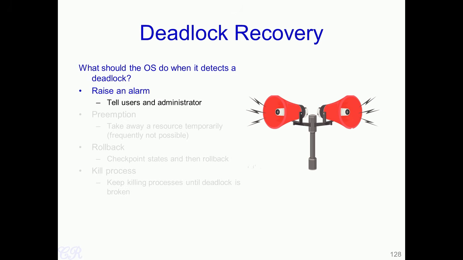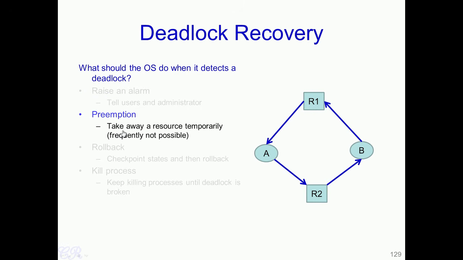So, once the deadlock is detected, what next should the operating system do? There could be various things that the OS could do. So, one thing is that it could raise an alarm, that is, tell users and the administrator that indeed a deadlock has been detected. Then a second way is to force a preemption, that is, you force a particular resource to be taken away from a process and given to another process.